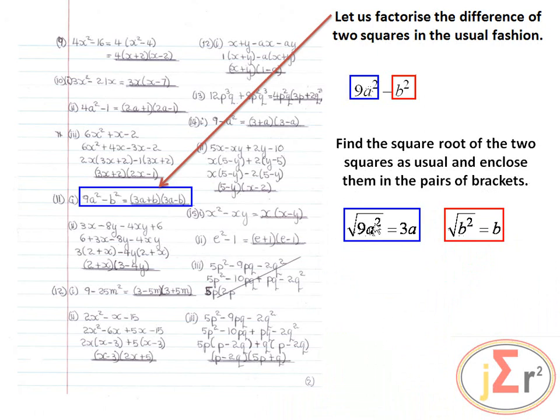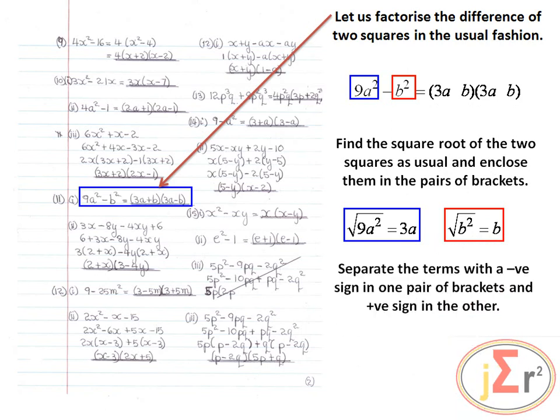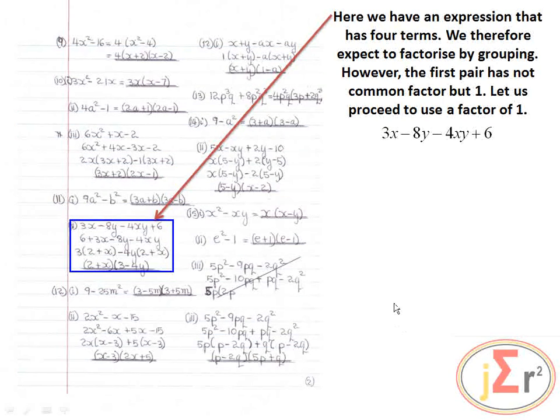Square root of b squared. The square root and the square, we know that they are inverse operations and will have a cancelling effect on each other. So square root of b squared is b. And we will throw those into our brackets. And we will separate them one occasion by a positive sign and other occasion by a negative sign, in any order that we choose. And that's all there is to it.